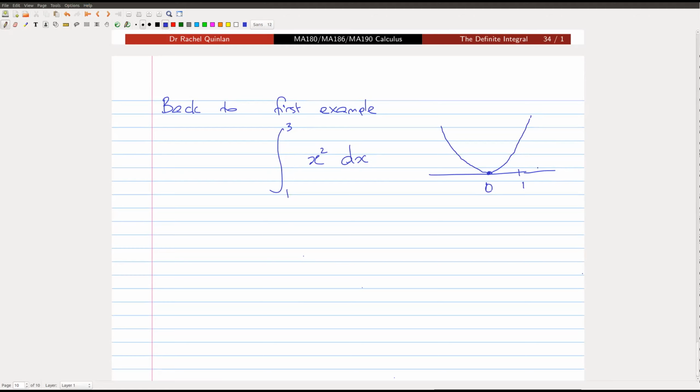We'll compress it a bit, put 3 here. So the area that we're talking about is this area. Okay, and so the assertion is that we actually can calculate this. But in order to see how this works, we have to talk about the fundamental theorem of calculus, which is the next highlight of this section.